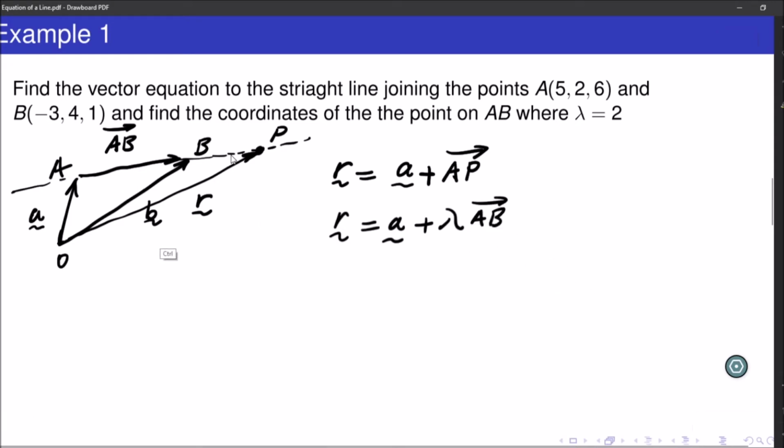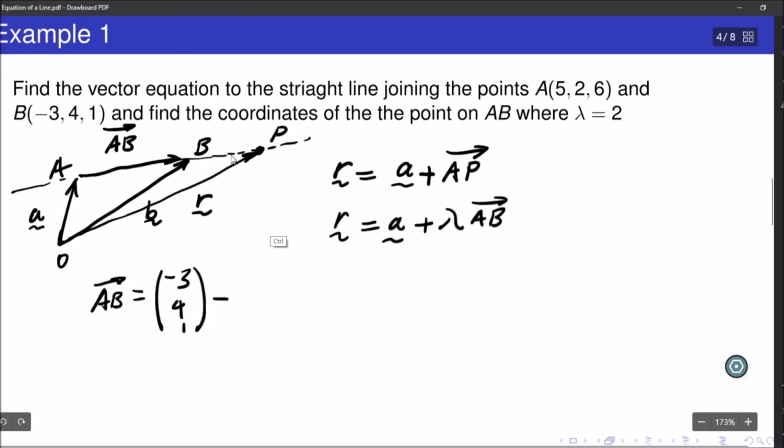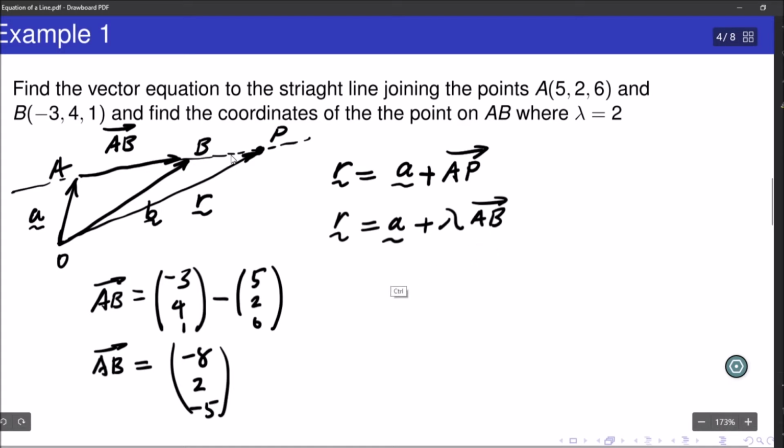And how do we find what AB is? AB equals, of course, B minus A. So (-3, 4, 1) minus (5, 2, 6). So AB equals (-3 minus 5, 4 minus 2, 1 minus 6), which is (-8, 2, -5). So R equals our initial point, (5, 2, 6). That's what A is.